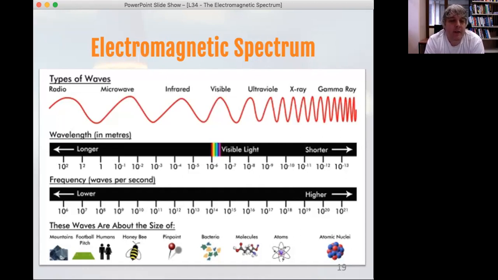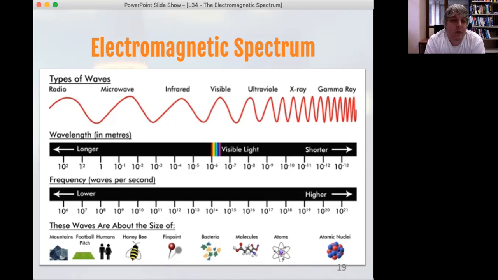So looking at visible light in the center, you can see the little rainbow that they've put in there in the visible light spectrum. The wavelength being around 10 to the negative 6, the frequency being around 10 to the positive 14, and that is about the size of bacteria. So that bottom row of this diagram includes real world objects that are around the same scale. So bacteria are around the same scale as visible light wavelengths.